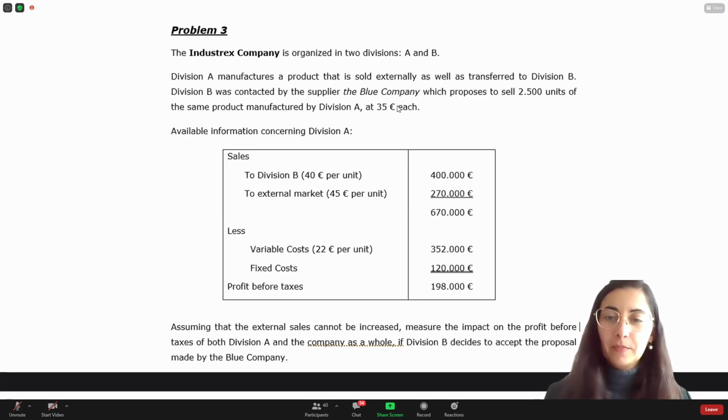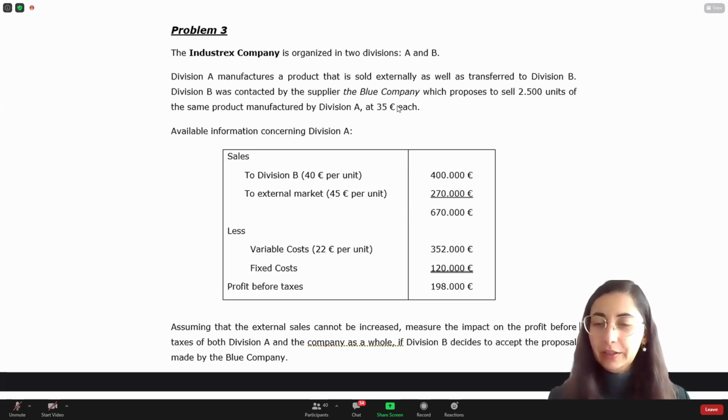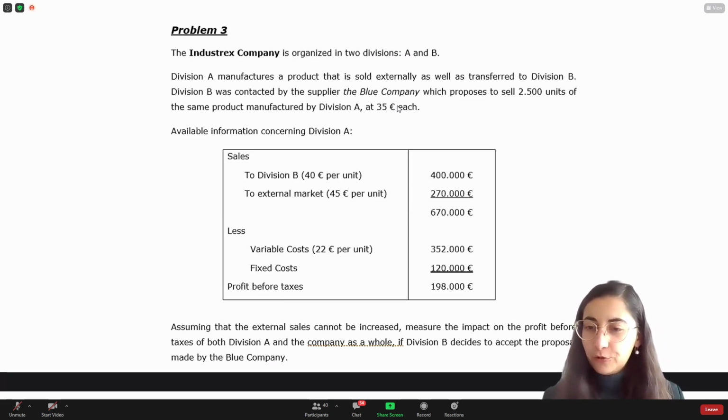So let me see. Frederick is saying that A loses 100,000. Why does A lose 100,000? I actually got 45,000 for company A. For division A? Yeah, exactly.